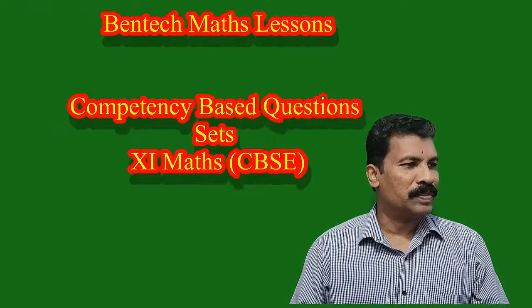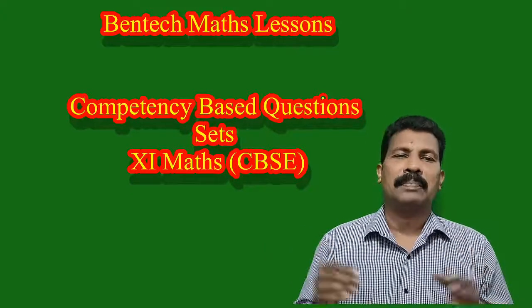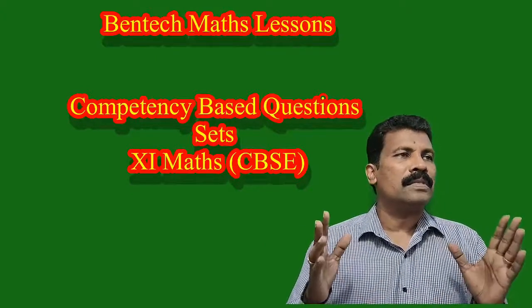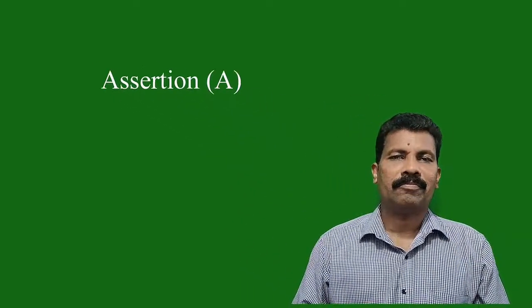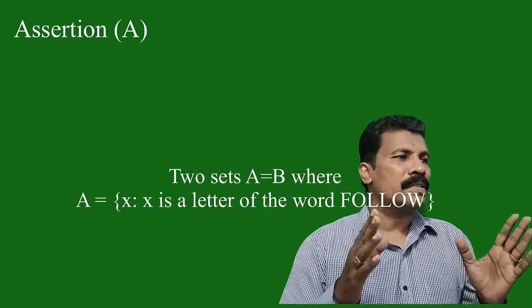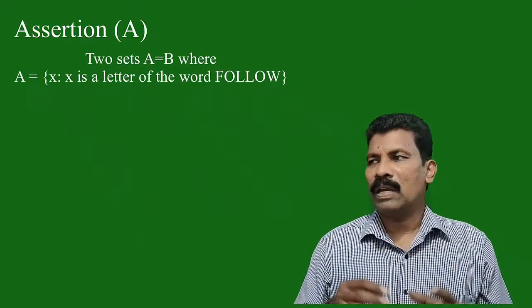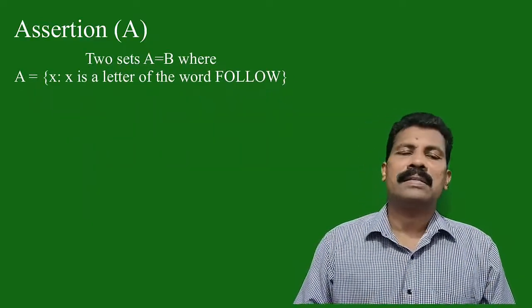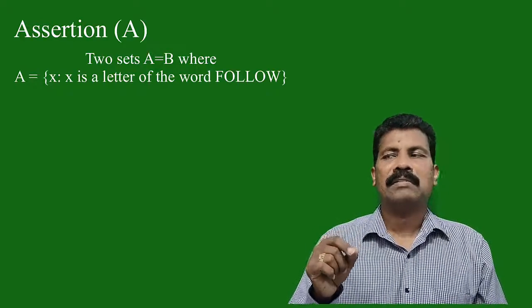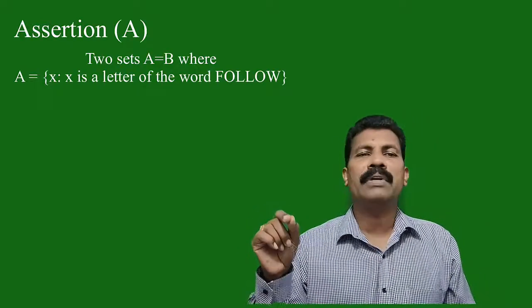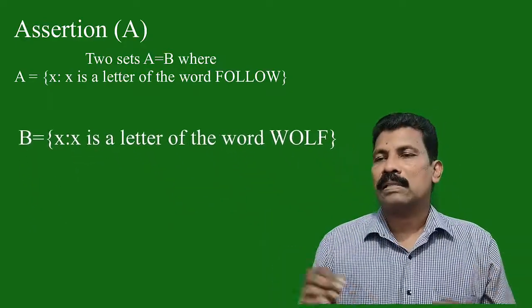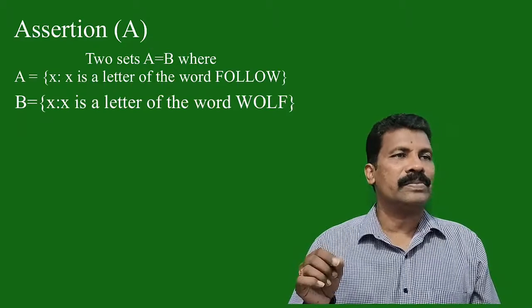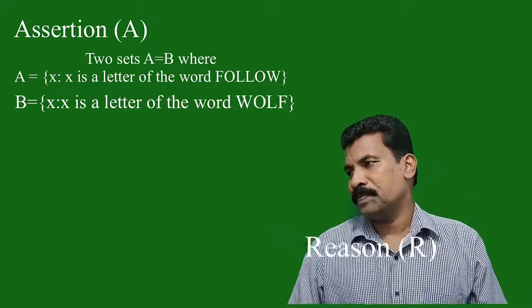Competency based questions, assertion or reason type of question. In such problems, one assertion will be given. Assertion will be a statement. For example, two sets A is equal to B, where capital A is the set of all x such that x is a letter of the word follow, and capital B is the set of all x such that x is the letter of the word wolf.